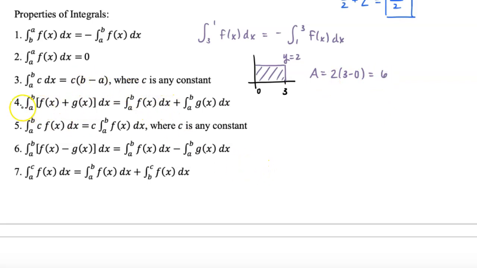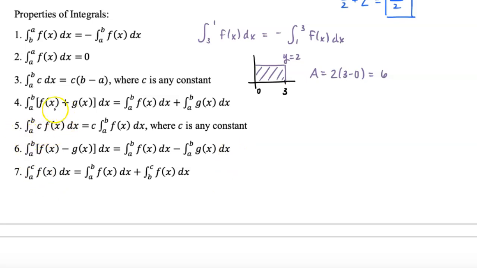All right, then number 4 and number 6 are pretty similar. These are the sum and difference rules for integrals, and they just state that if we're finding the integral of a sum of 2 functions, it's just the sum of those 2 integrals. Same idea with number 6. If I'm finding the integral of the difference between these functions, it's just the difference of those integrals. This is similar to our sum and difference rules of derivatives, if you remember that.